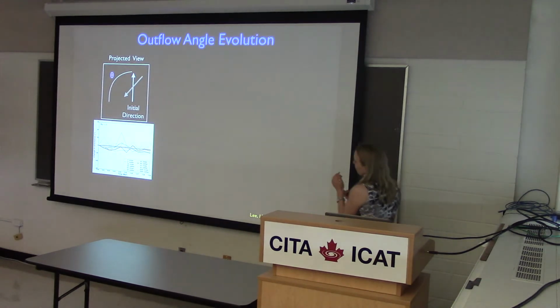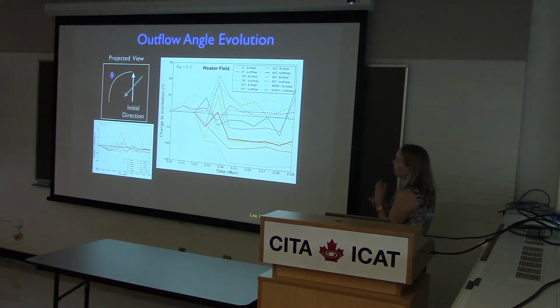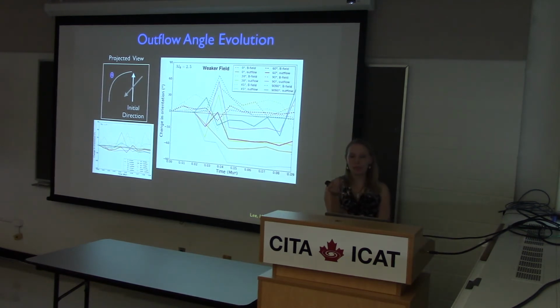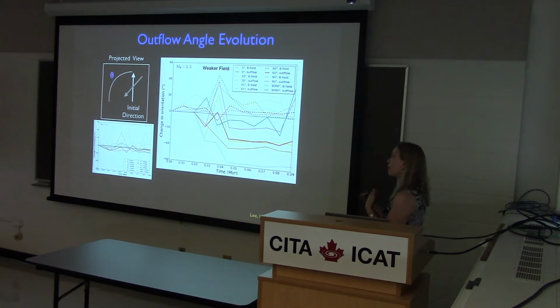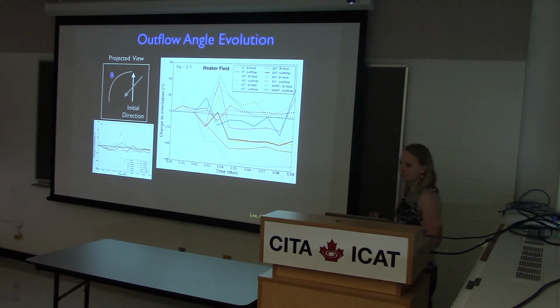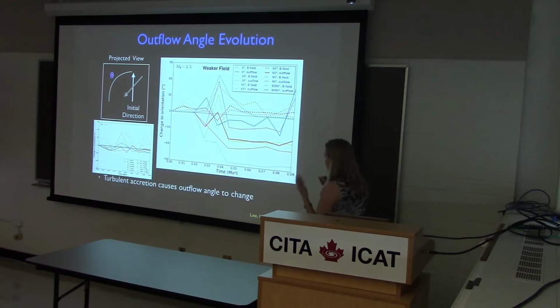And the degree of that variation actually depends upon the magnetic field. So the stronger the field, the less the outflow is moving; the weaker the field, and the more turbulent the gas is, the more the outflow moves around. All right, so why is this happening?